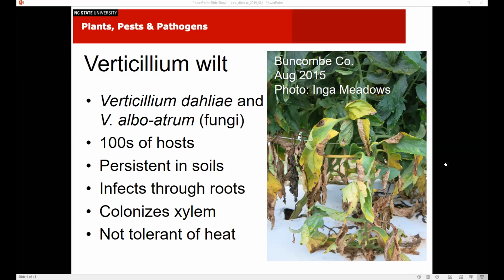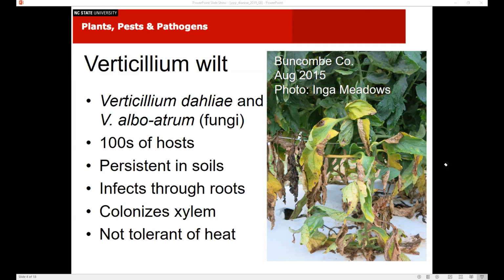There is a photograph here of a tomato plant that Inga Meadows took. You'll notice that there's the wilting. This can be that sort of wilting that starts during the day and then the plant recovers at night initially. You may read that there are V-shaped yellow and then brown areas that develop on the tomato leaves when they're infected with Verticillium wilt. Kind of a nice coincidence there, but that isn't always going to be the case, as you can see in this photograph here.